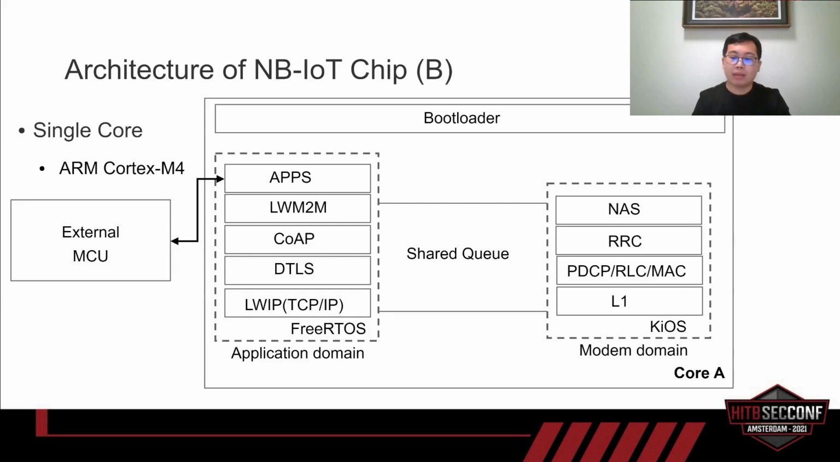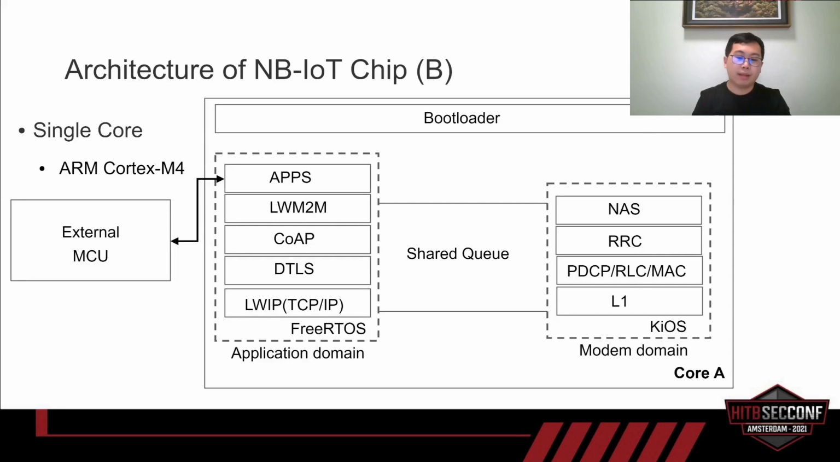Each domain uses a different RTOS for task scheduling. The application domain includes the entire TCP/IP protocol stack and the upper application. Compared with chip A, it also uses the LWIP library as the TCP/IP protocol stack implementation, but it belongs to the application domain together with the upper layer protocol.